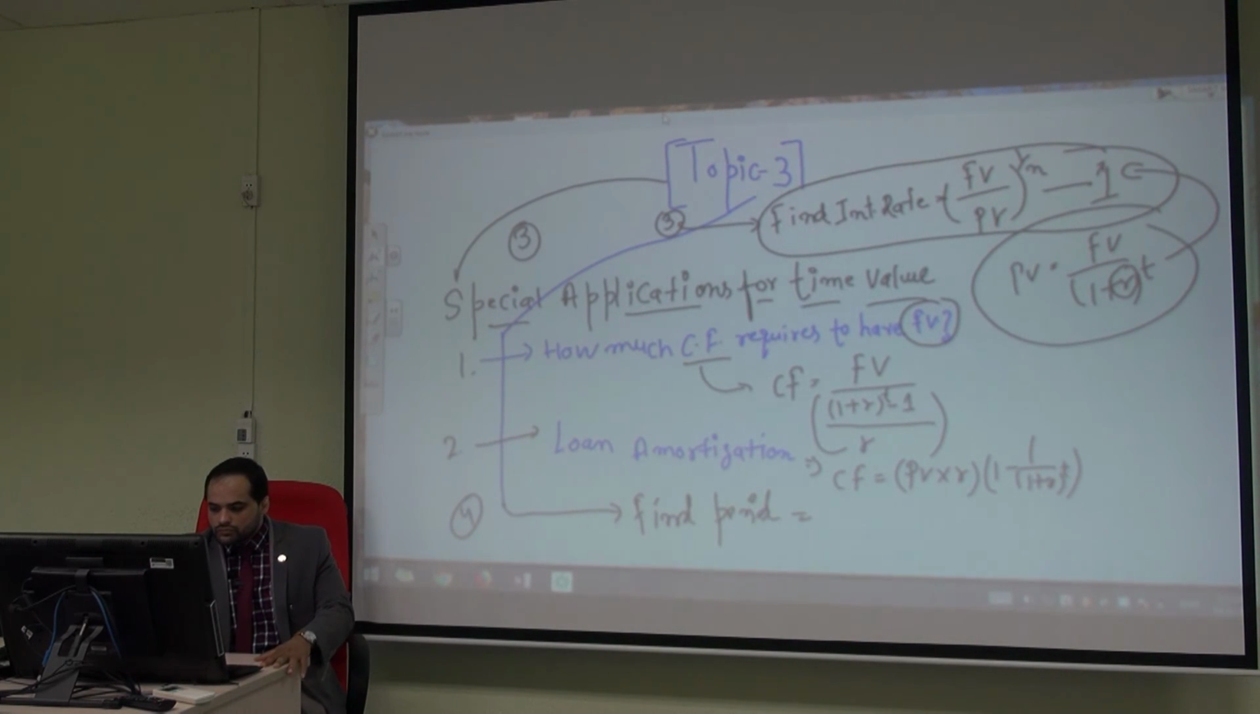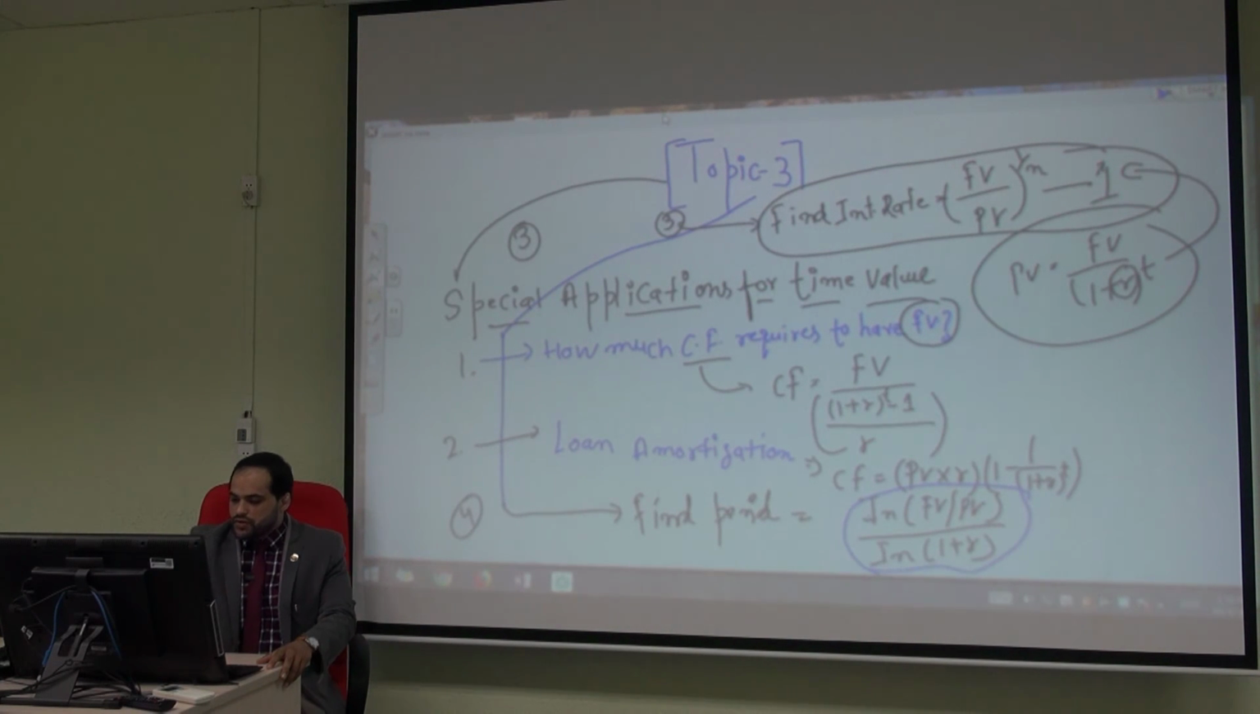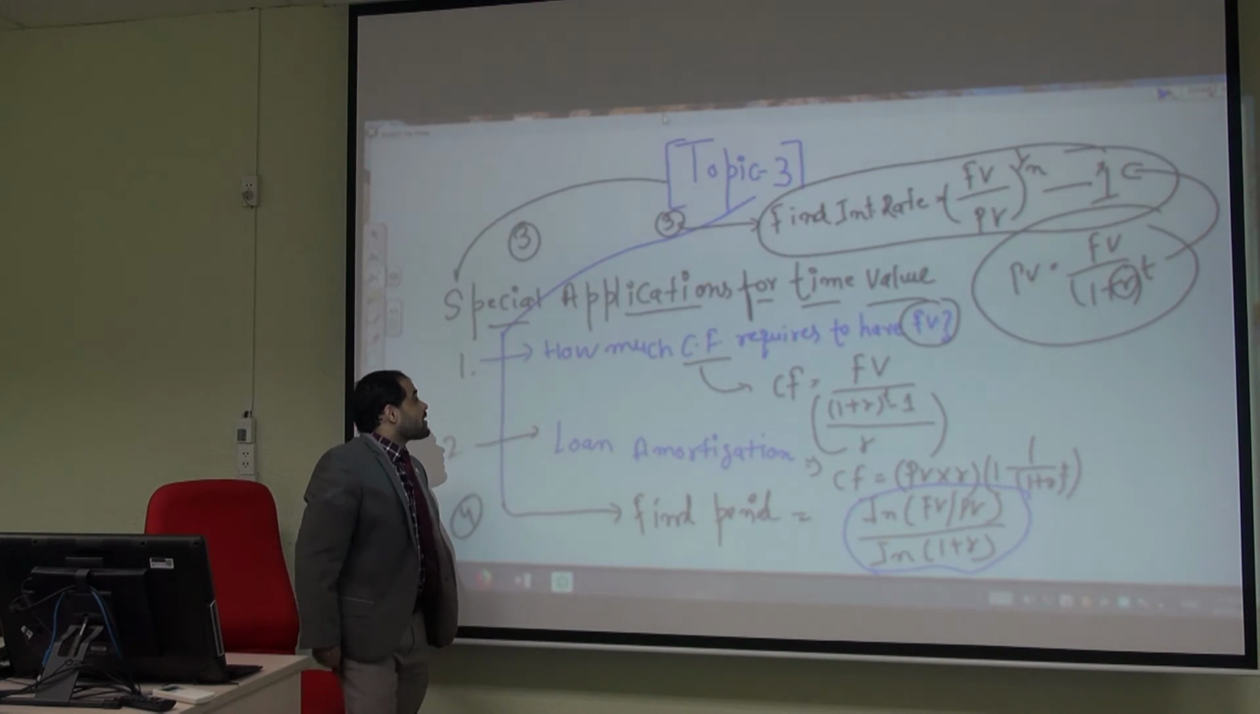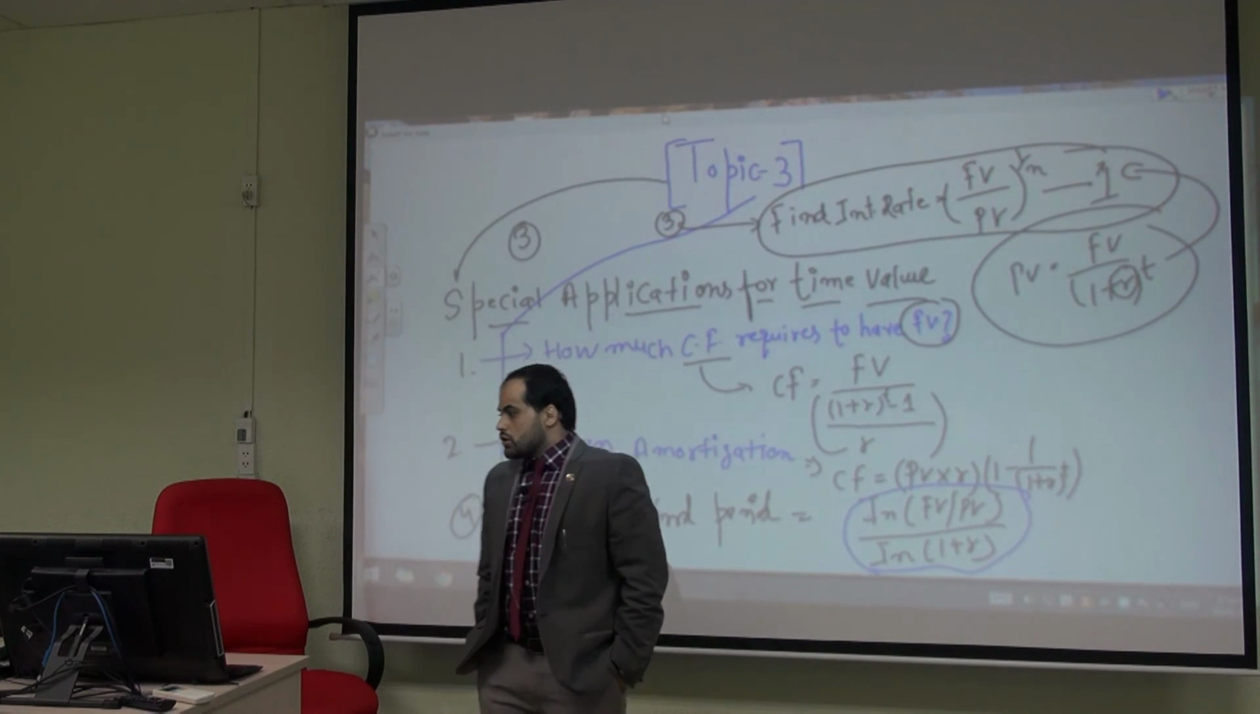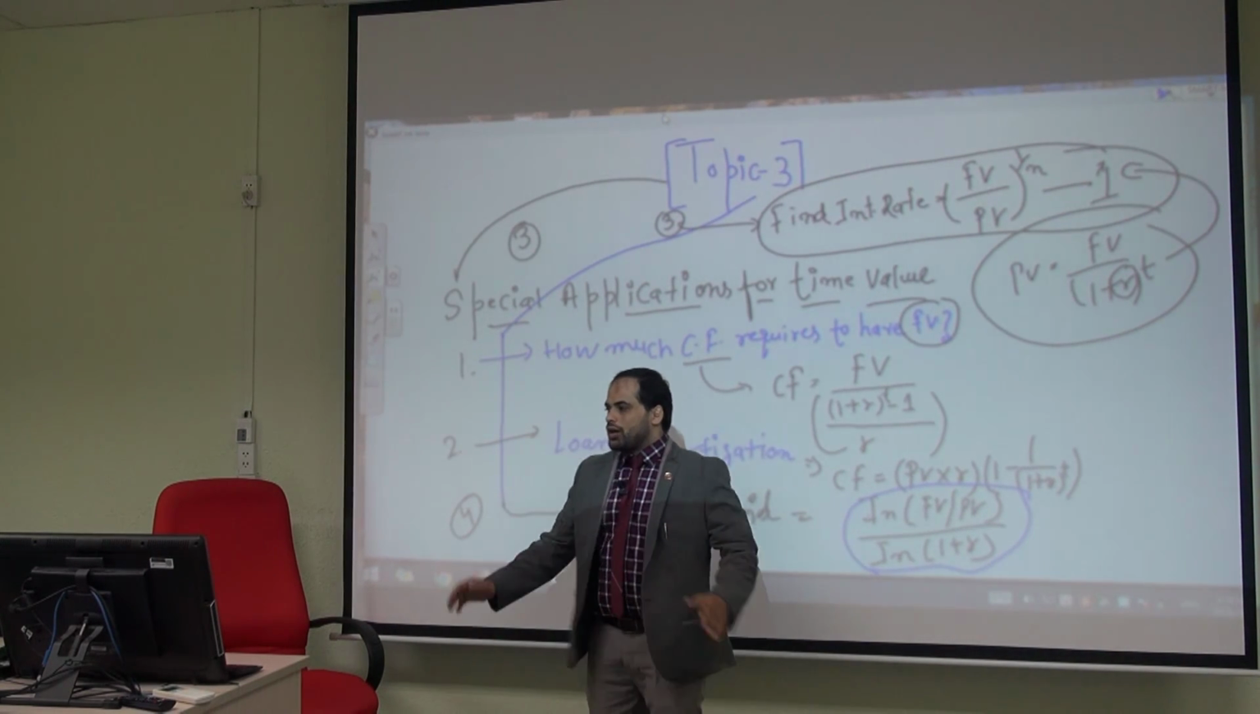So the formula is ln of future value divided by present value, divided by ln of 1 plus r. This formula will help us to estimate the time. So that's all about the special applications for time value. That's all about topic 3. So I'll quickly revise topic 3.